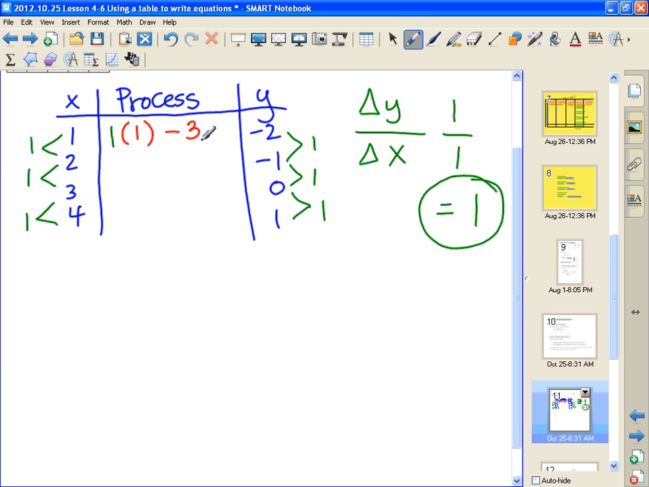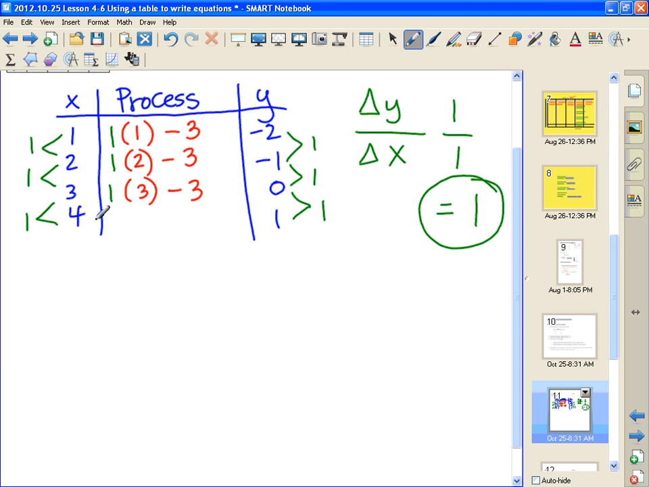Okay? Now, because our rate of change was the same each time, that pattern will work for each row. So, the rate of change was 1, so I put it here. But on the next row, my x value has changed to a 2. So I do 1 times 2, which is 2, minus 3 is negative 1. Okay? So I put my rate of change again, which was 1. Then I multiply it times my x value, which is 3. So 1 times 3 is 3. Minus 3 is 0. Good.